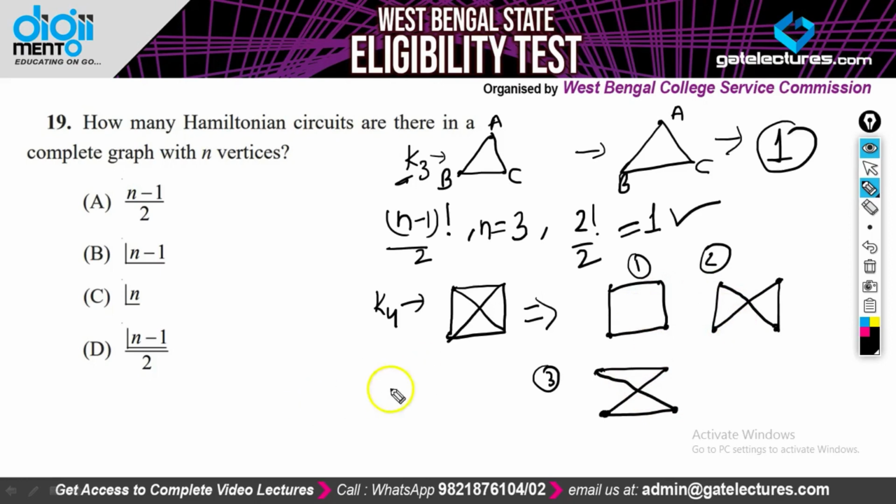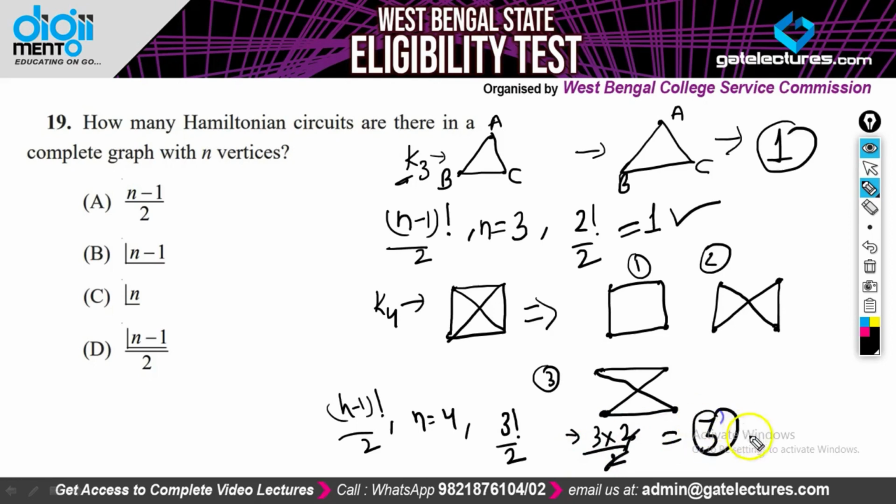You can try. So for K4 it is (n minus 1) factorial by 2. The n value is 4, so it will be 3 factorial by 2, so it is 3 cross 2 by 2, so it is 3. So yes, our answer is 3. So option D is right here again.